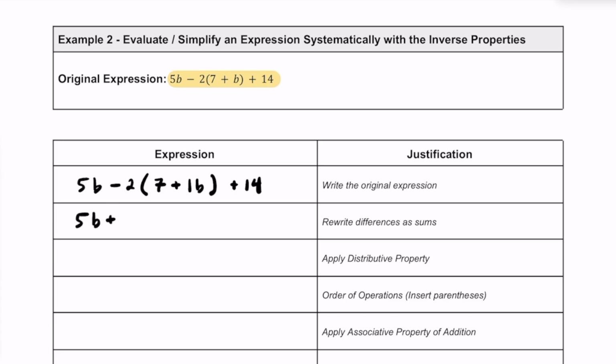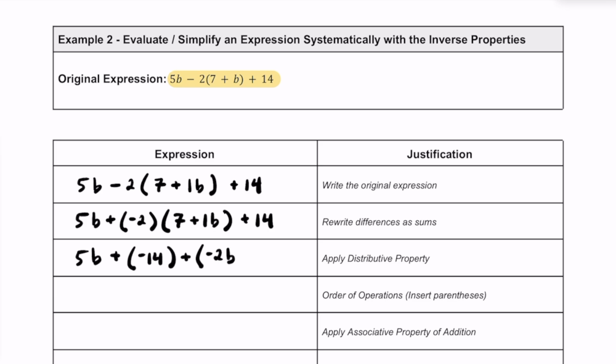So we have 5b plus this -2. This -2 is going to eventually distribute, right? So think ahead about what that's going to look like. If we go ahead and distribute this -2, that's going to multiply by the 7 and this 1b. If we do that, we're going to get 5b plus, this is going to be -14, then plus -2b, and then plus 14.